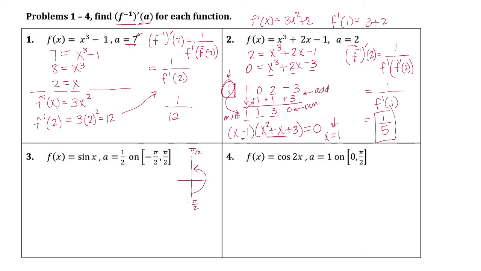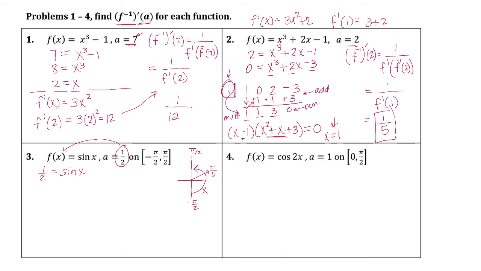And again, this is going to be the x value on the original, which is the y value on the inverse. So I have an equation I can set up here. 1/2 equals sine of x. And sine is negative in this quadrant, so we have to be in the first quadrant.